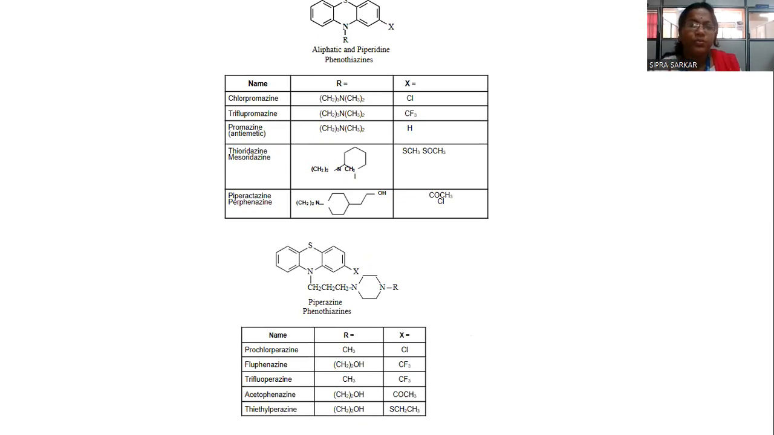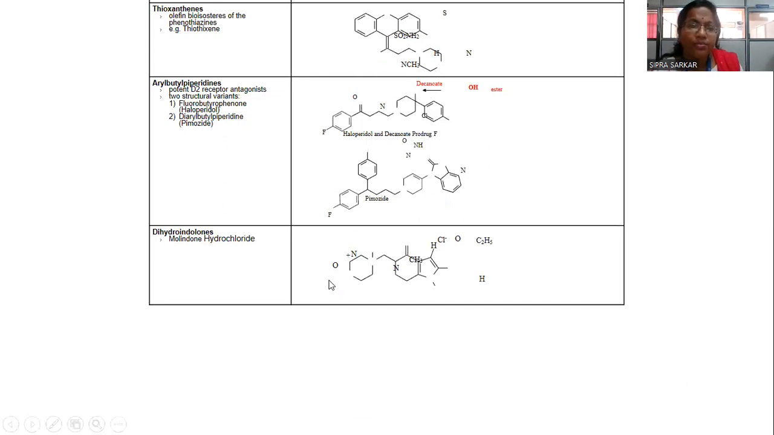Aliphatic and piperazine phenothiazines. See the structures: chlorpromazine, triflupromazine, promazine, and thioridazine. Piperazine molecules have different structures where the R is substituted. See, the R is substituted with CF3. Depending upon the molecular structure modification, the name of the drug changes. Thioridazine, piperazine like this: fluphenazine, trifluoperazine, acetophenazine. Thiopropazate, like this, different drugs are there. Thioxanthene is one of the categories. Aryl butyl piperidine derivatives.